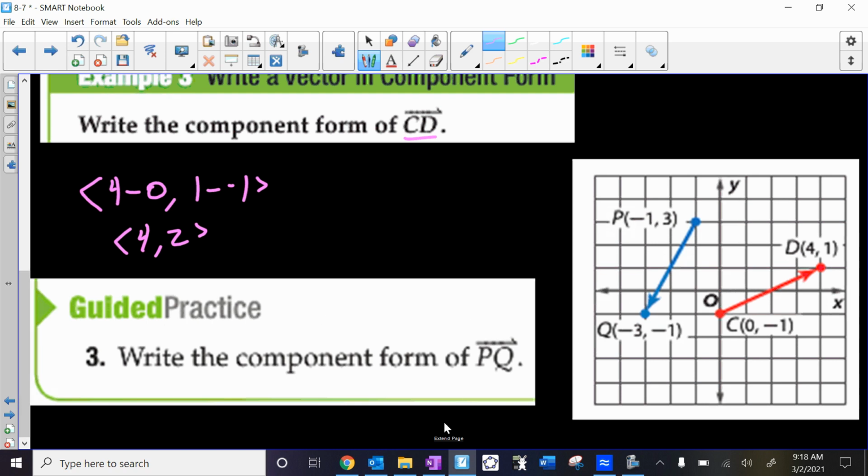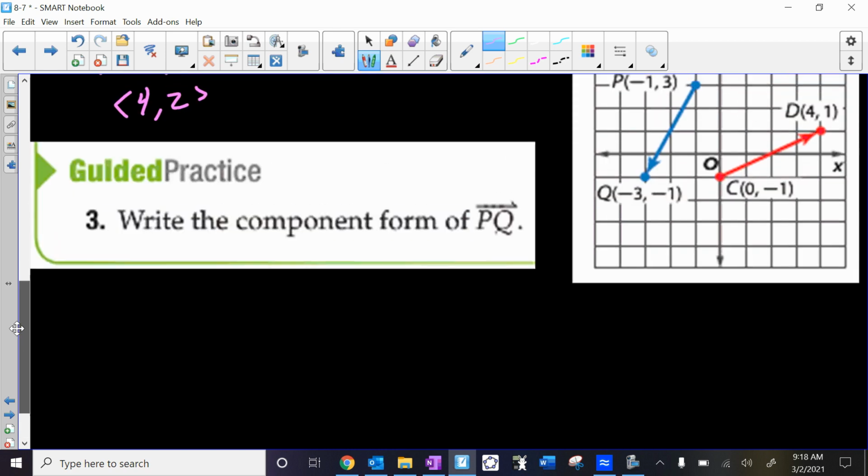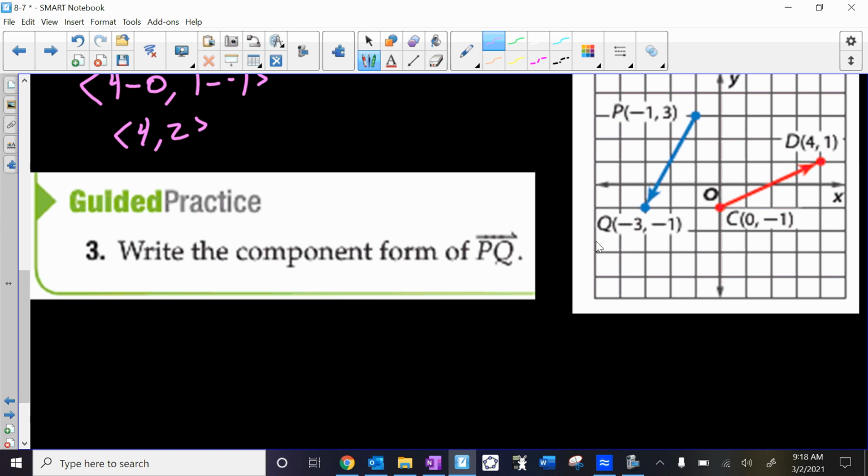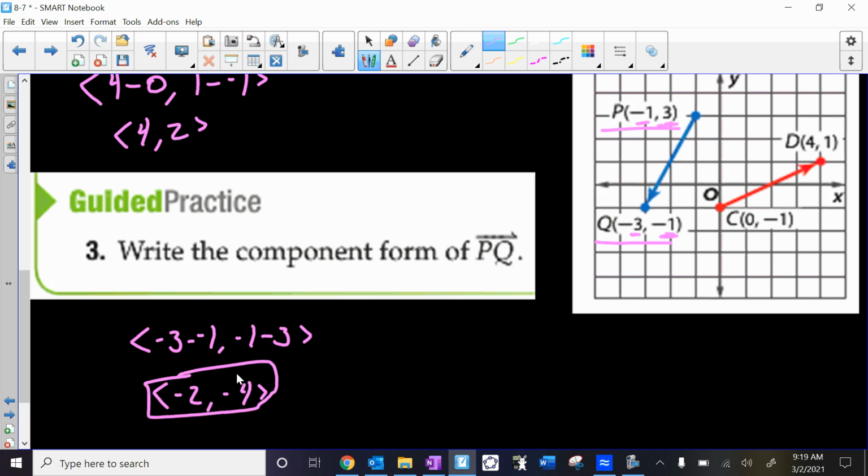We'll try one more. We do PQ. Q is going to be our terminal. P is our initial. So we're going to take -3 minus -1, that was this, -3 minus -1, comma, -1 minus 3. When we simplify, this is like plus, so now we have (-2, -4). There's our component form.